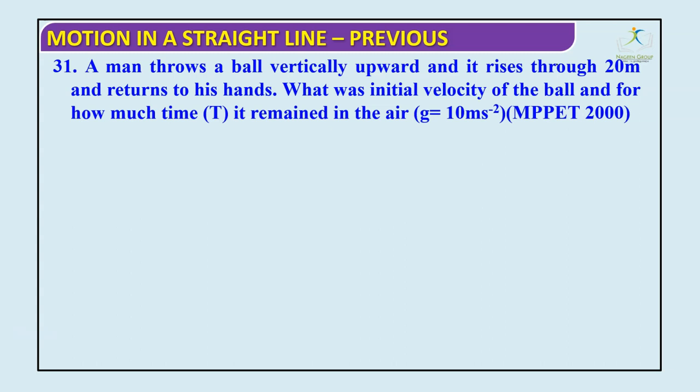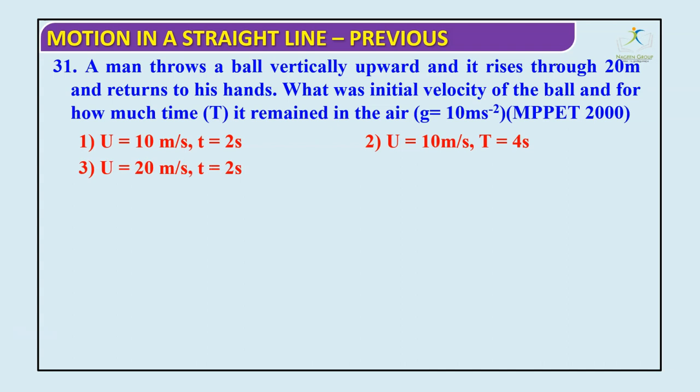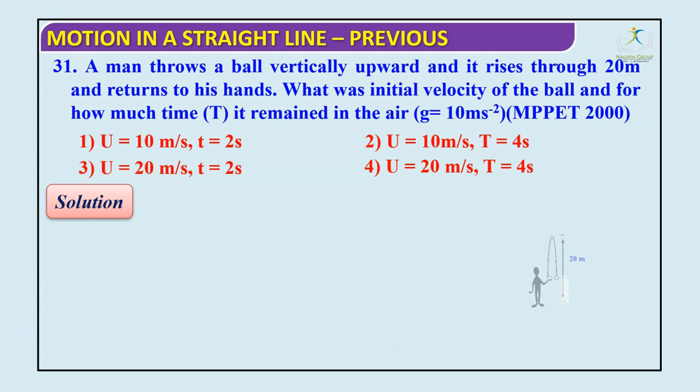This question came in the MP PET in 2000. So we are already given a few options: u is equal to 10 meter per second with t is equal to 2 second. Second, u is equal to 10 meter per second with t is equal to 4 second. And u is equal to 20 meter per second with t is equal to 2 second. And the last option is u is equal to 20 meter per second with t is equal to 4 second. Now the options are these. Let's move on to the solution part.